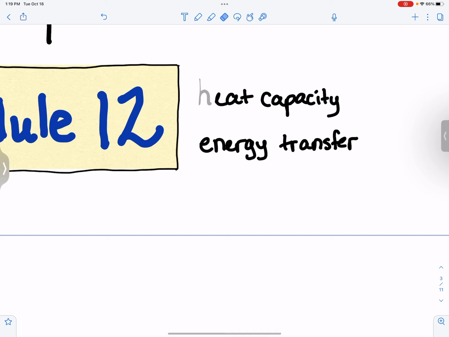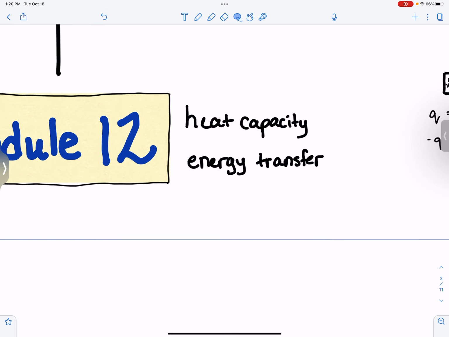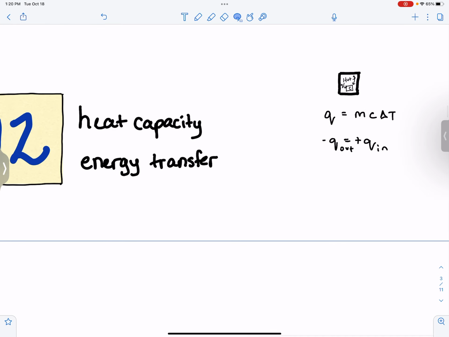And the lab this week is based on the heat capacity right here. So you want to at least have done this section prior to starting the lab. And here's the big equation you're going to be looking at right here. That's the biggest equation. And then you're going to be looking at the loss of energy.